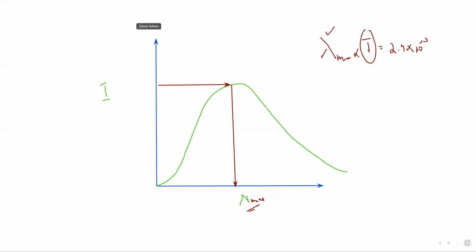Then the second law which relates to this black body is called the Stefan-Boltzmann law. According to the Stefan-Boltzmann law, luminosity means power. In astrophysics, instead of using the term power, we use the term luminosity. So according to the Stefan-Boltzmann law, luminosity is directly proportional to the fourth power of the temperature in Kelvin.